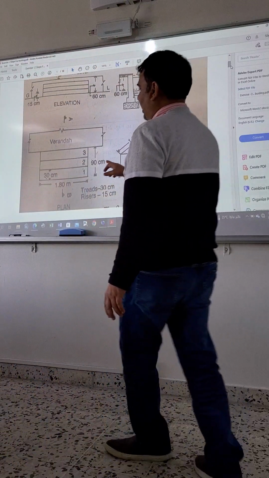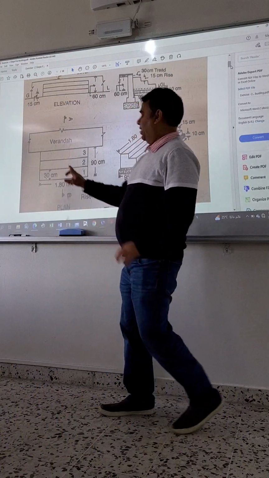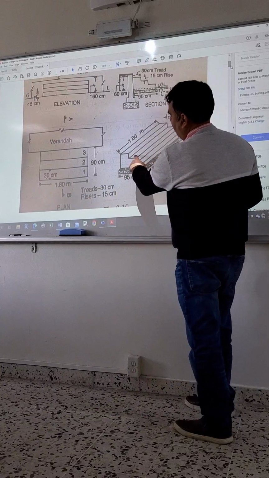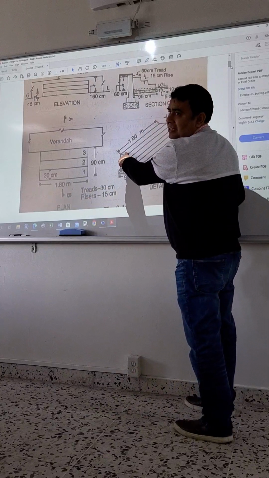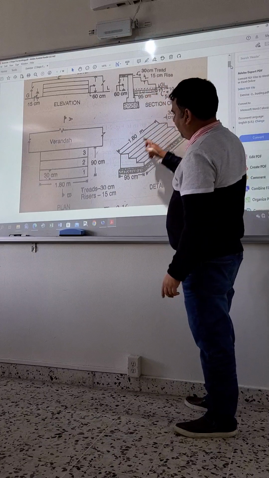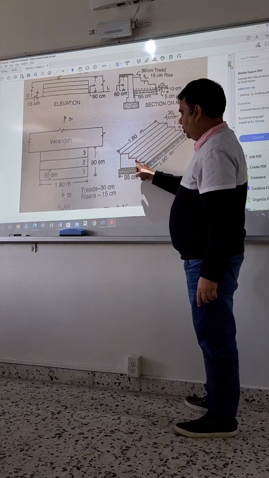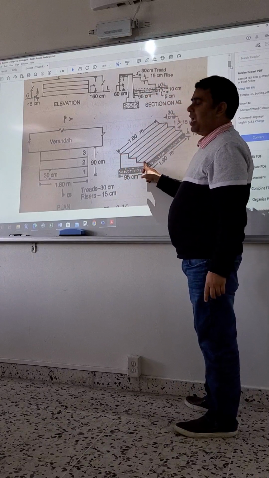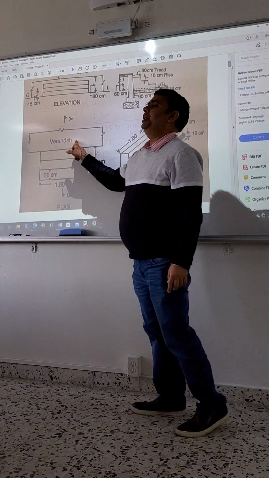So here the tread is 1, 2, 3. So this means this is 1, this is 2, and this is 3. If you see from the top, this tread you will see, this tread you will see, this tread you will see. Okay, and after that you are entering into the veranda.